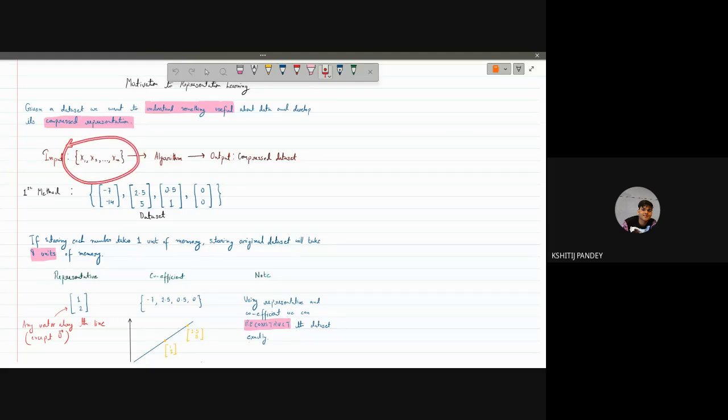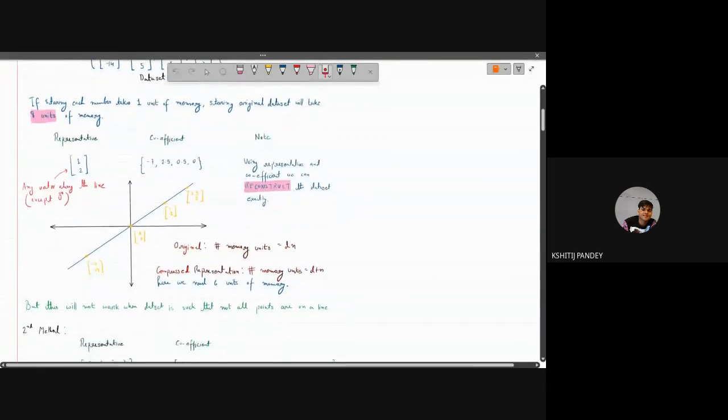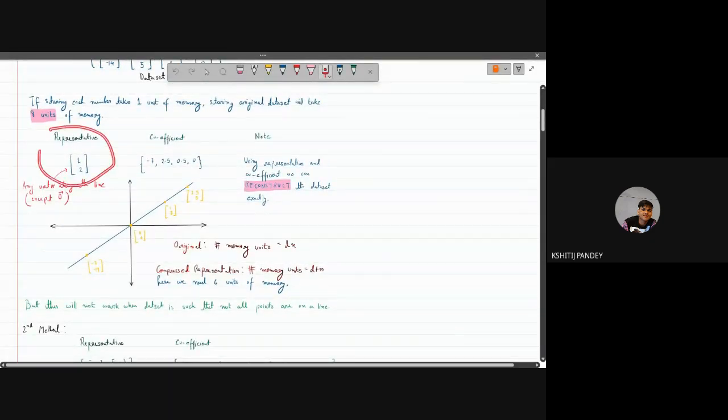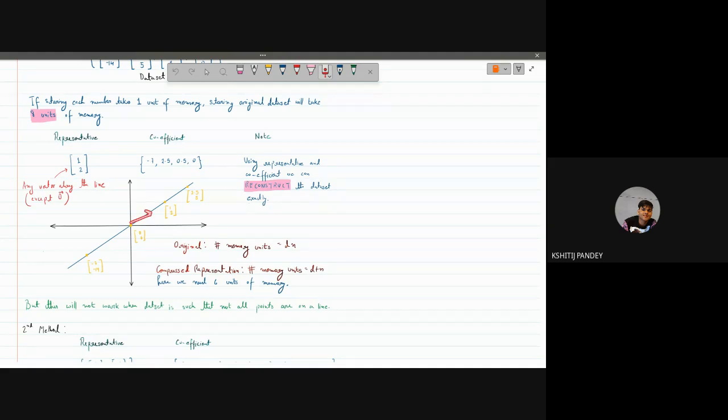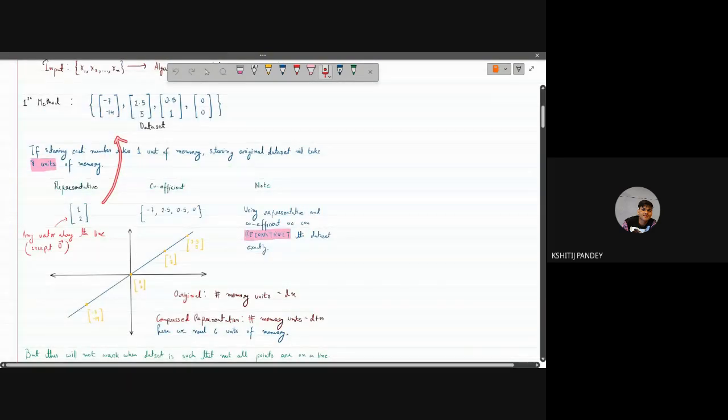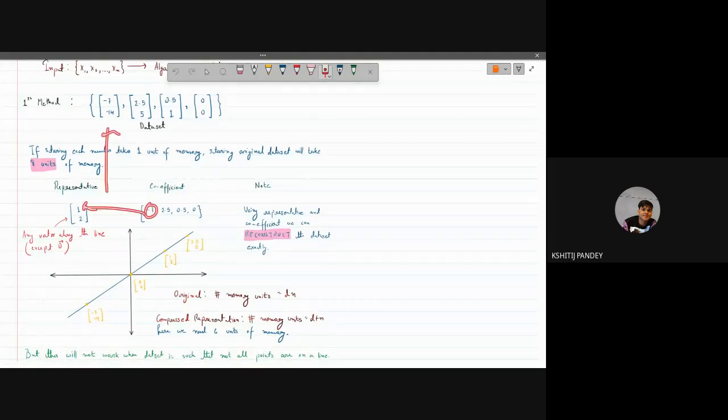Given data, we want to develop an algorithm such that it compresses the data and learns something useful from the data. The first initial approach was: let's say all the data points lie on a straight line. In that case we can use a representative for the line. Any vector along this line can be the representative except the zero vector, and accordingly we have coefficients. With the help of this, we will be able to reconstruct the original data exactly. Multiply the first coefficient with the representative to get the first point, and so on. So this was the first approach.